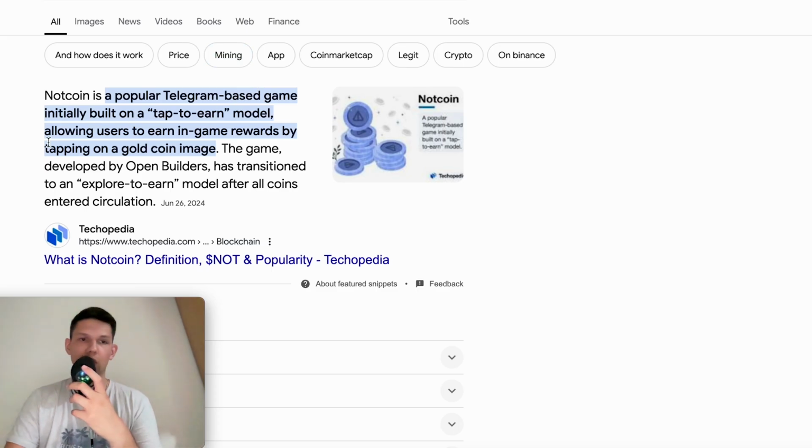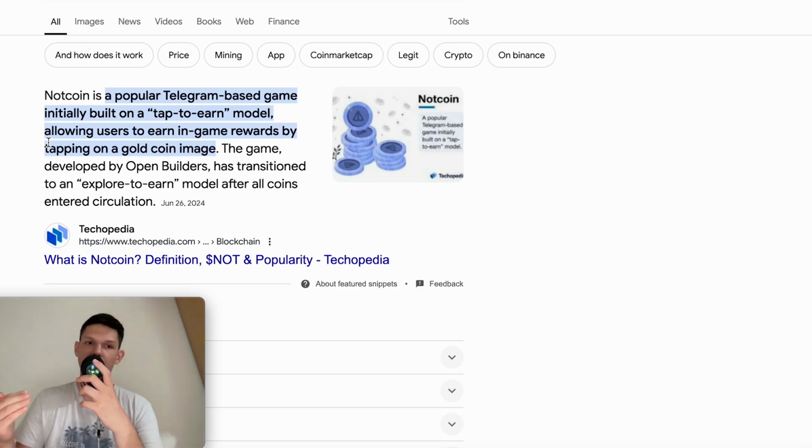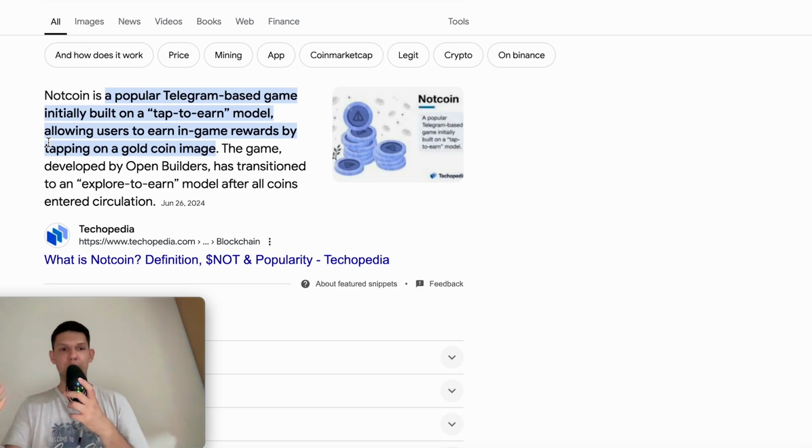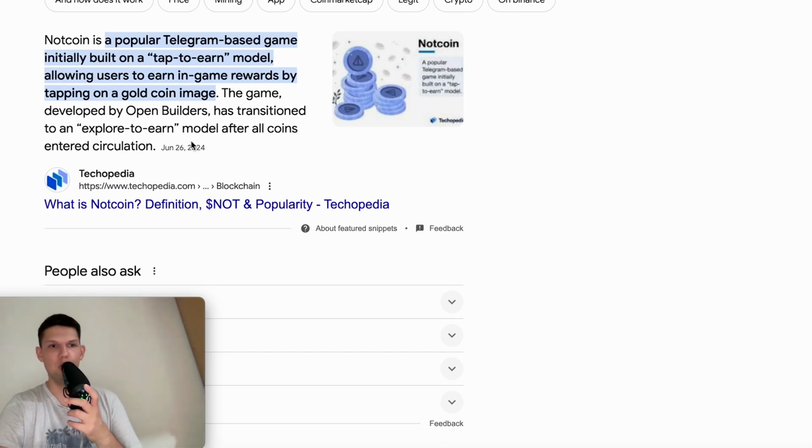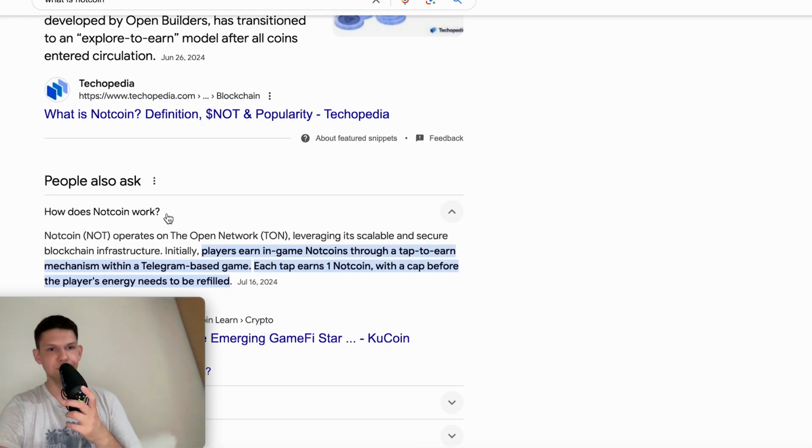So what is it? NotCoin is a popular Telegram-based game initially built on a tap-to-earn model, allowing users to earn in-game rewards by tapping on a gold coin image. The game, developed by Open Builders, has transitioned to an explore-to-earn model after all coins entered circulation.